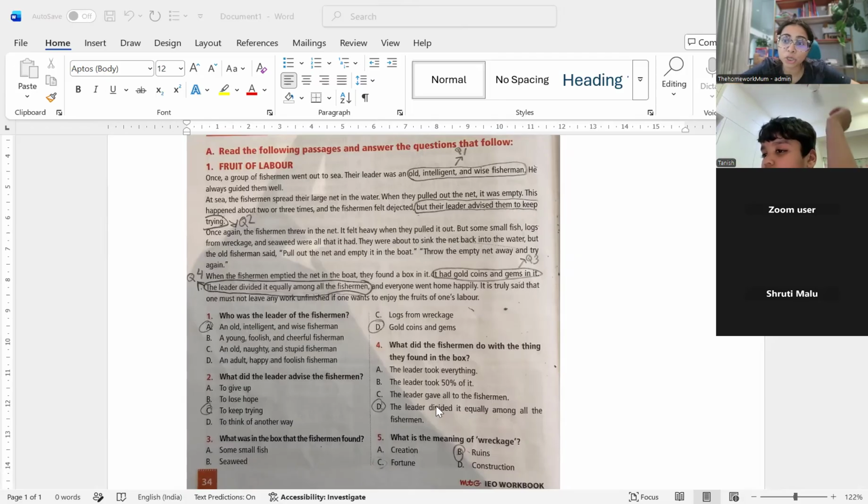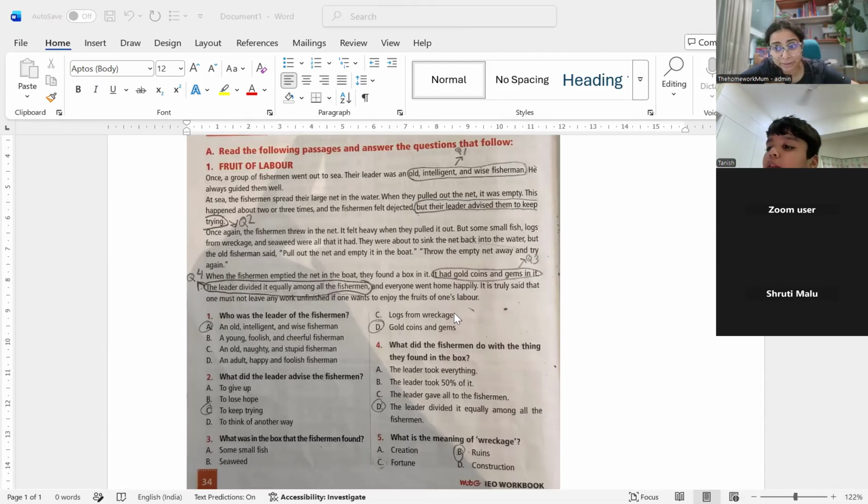I will read the question again. For example, as I told you, what was in the box that the fisherman found? I was just not careful that first they found a net, and I would tick that it could also be small fish, it could also be seed, it could also be logs from wreckage, right? Correct?